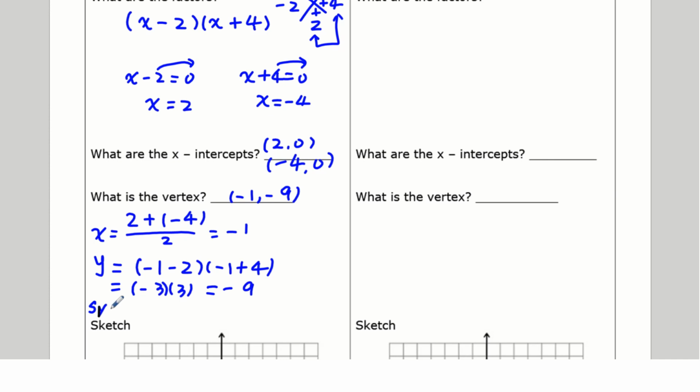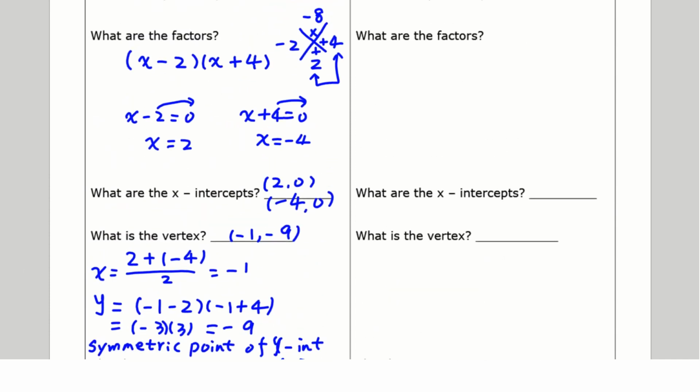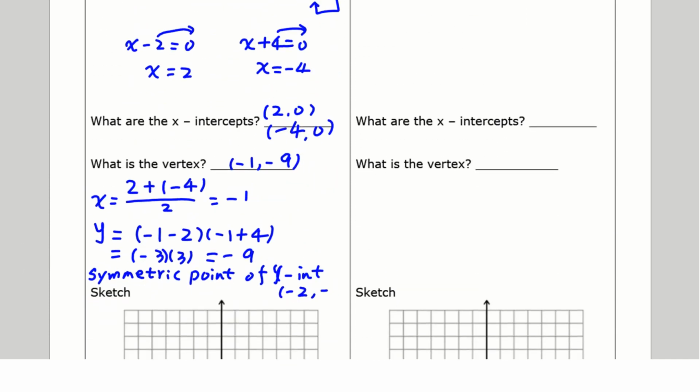And the symmetric point of the y-intercept: the x value will be double of the vertex. So double of that one is -2, and the y value should be the same as the y-intercept. So it will be -8. So now we have the 5 points. We are going to graph it.